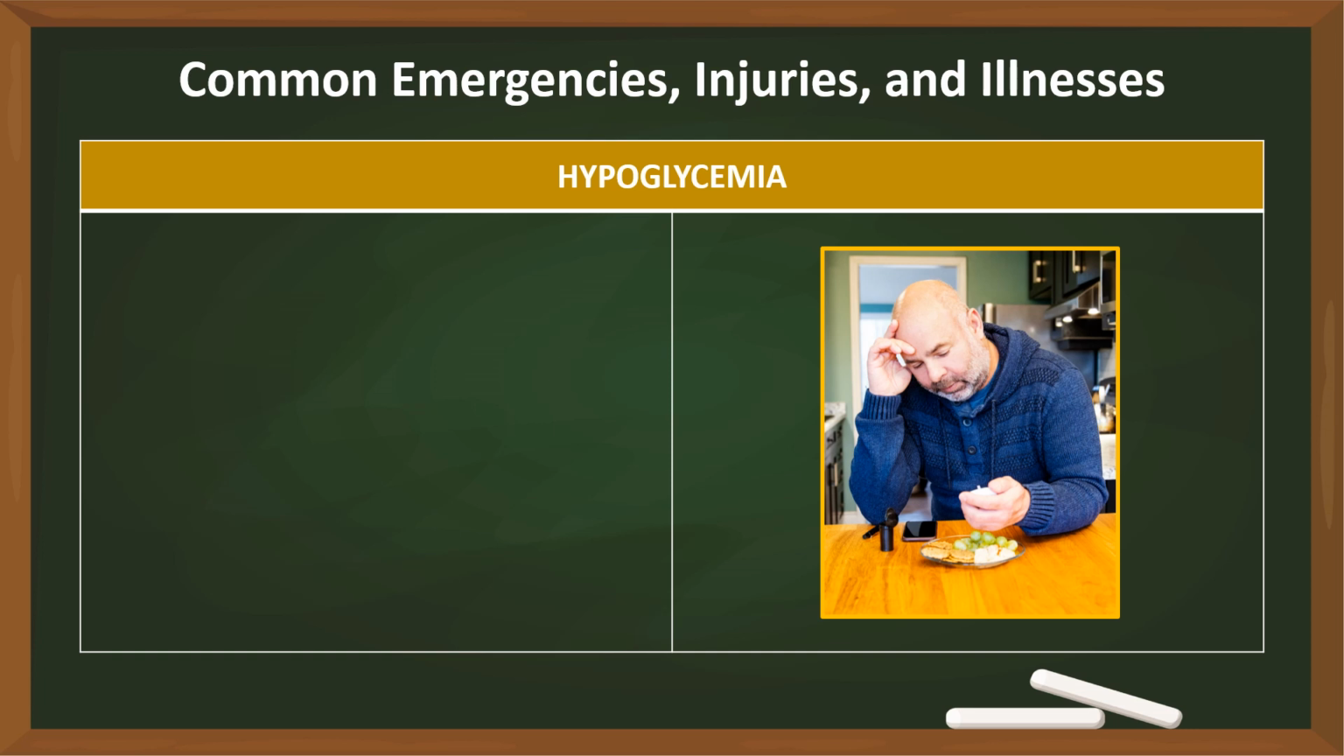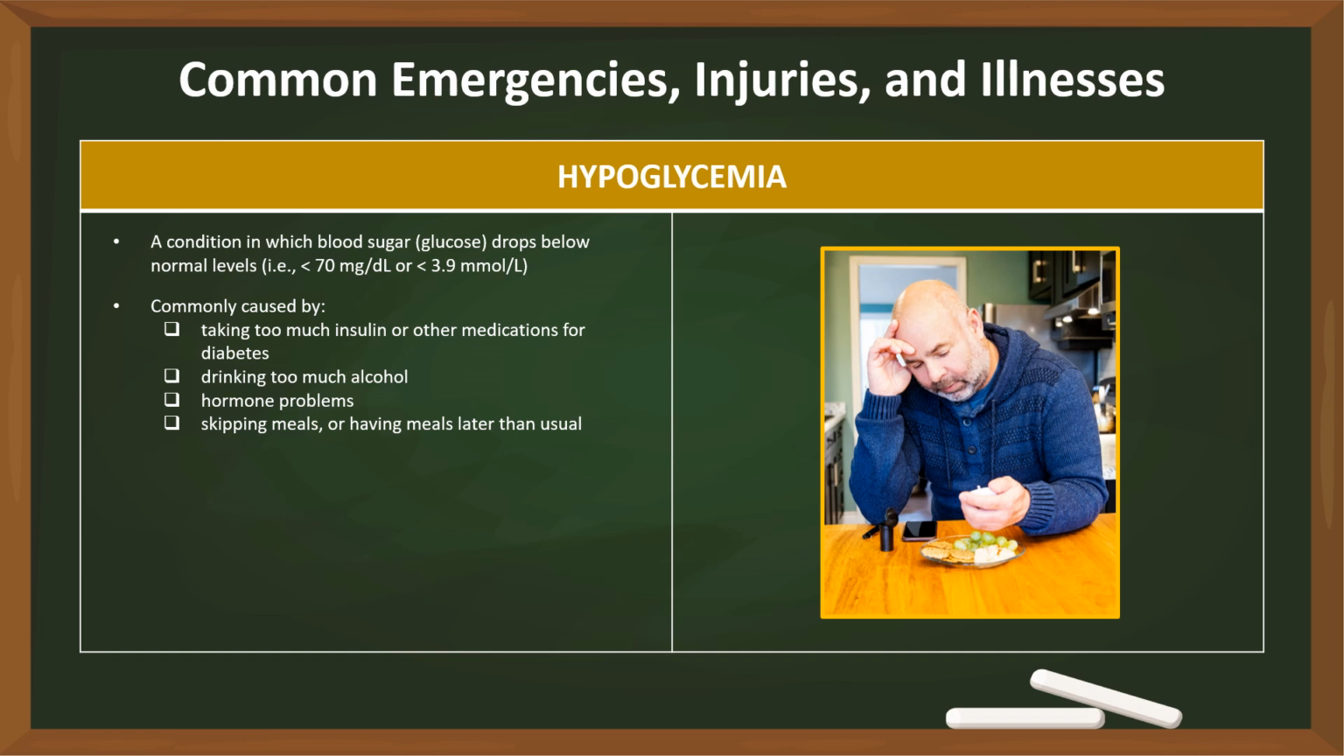Next is hypoglycemia. This is a condition in which blood sugar, or glucose, drops below normal levels. It's commonly caused by too much insulin or other medications for diabetes, drinking too much alcohol, hormone problems, and skipping meals or having meals later than usual. Someone with hypoglycemia can have pale skin or can experience sweating, shaking, weakness, a rapid heartbeat, and feeling dizzy, irritated, or anxious.